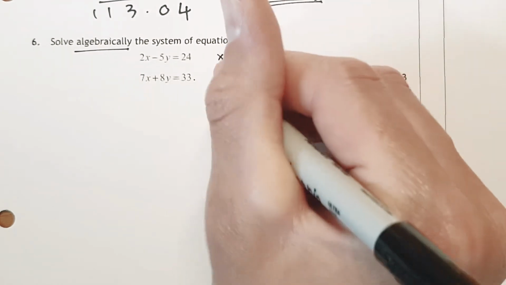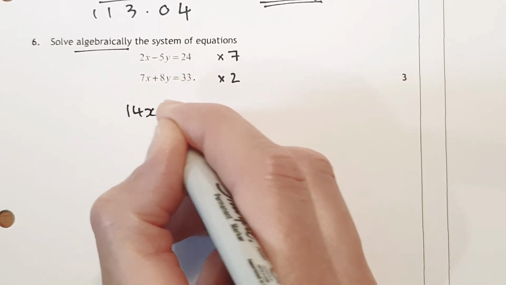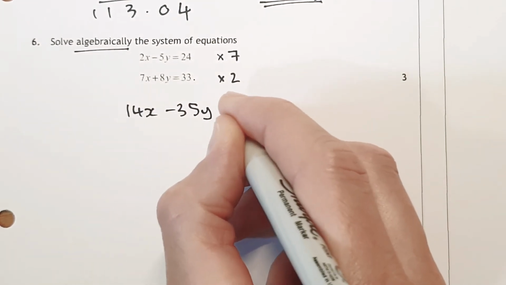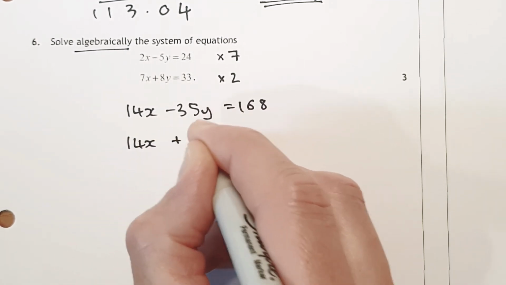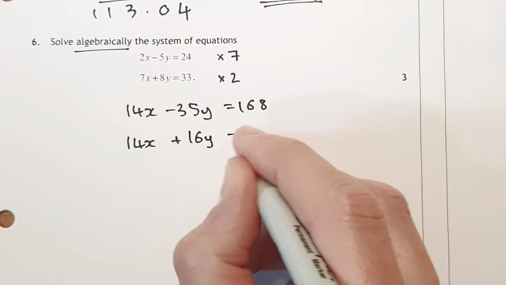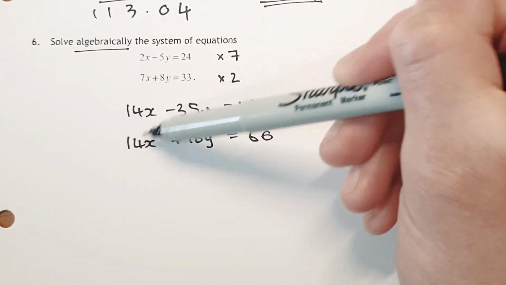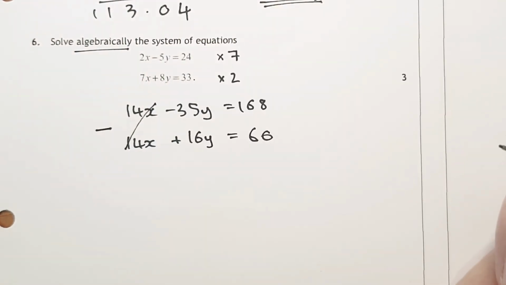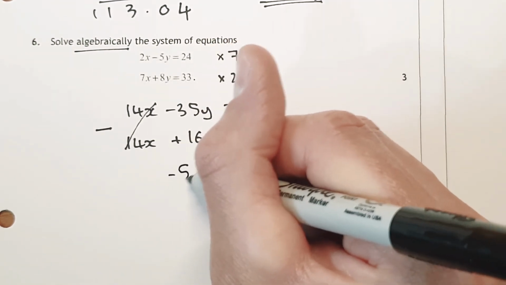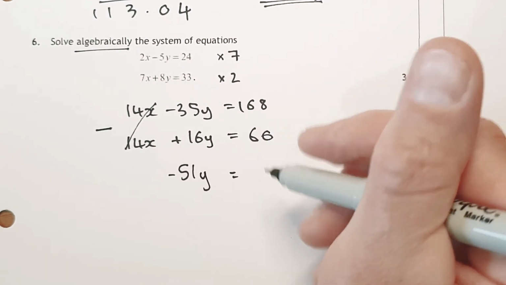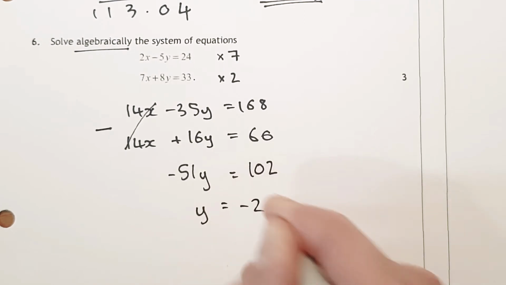So I'm going to times the first equation by 7 and the second one by 2. So the first equation becomes 14x minus 35y equals 168. And the second equation is 14x plus 16y equals 66. So we've got 14x and 14x, so we're just looking at these two. They're both positive, so that means I'm going to subtract the two equations to cancel that out. So negative 35 take away 16 is negative 51y. 168 take away 66 is 102. I'm going to divide by negative 51, so y is equal to negative 2.